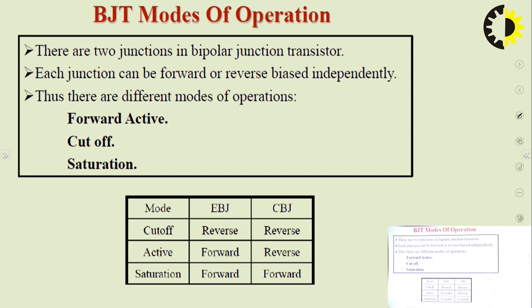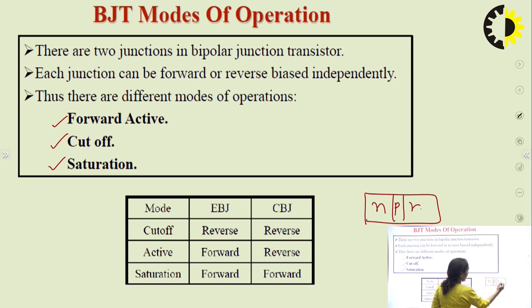So, as we have discussed, there are two junctions in the bipolar junction transistor. One is the emitter to base junction and another is the collector to base junction. Each junction can either be forward biased or reverse biased. So there are basically three modes of operation: the forward active mode, the cutoff mode and the saturation mode. What we exactly mean by that, if we are having a transistor, let us say NPN transistor, and we are having three terminals, emitter, collector and base.